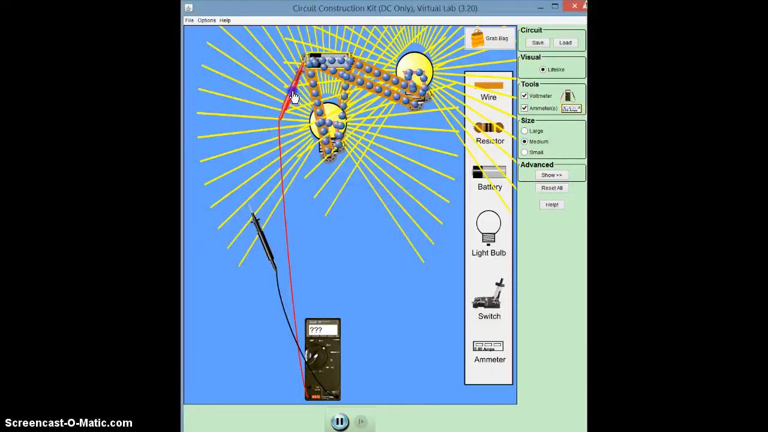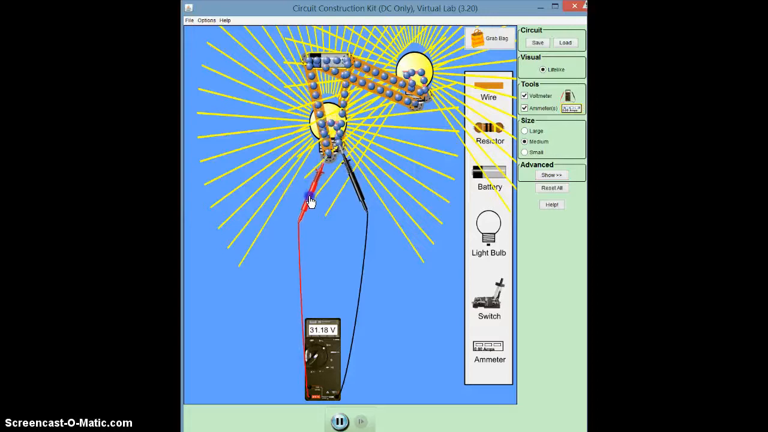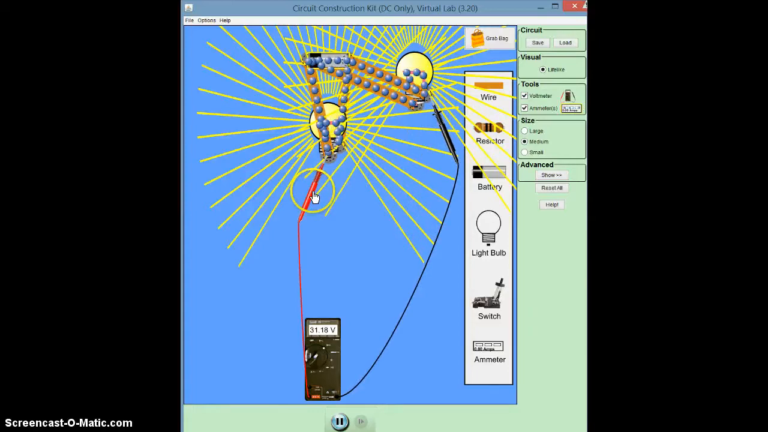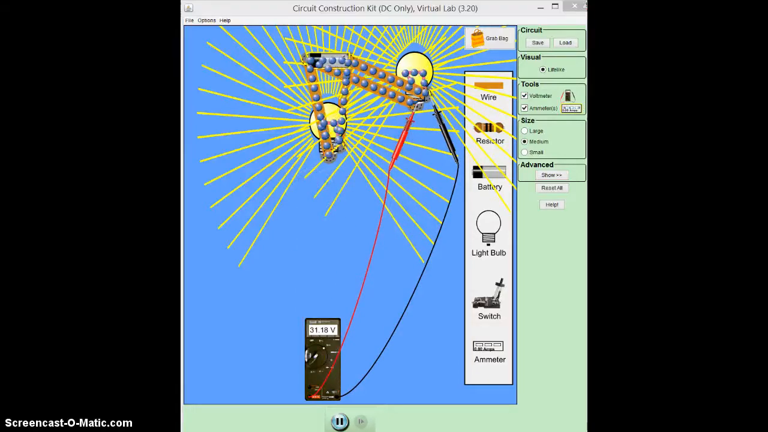So I'll measure the 2 sides of the battery. So you can read off there where we're at. Measure the 2 sides of each light bulb. So now there's that, and then the other light bulb. Okay, and I think that should be all you need to answer the lab questions.